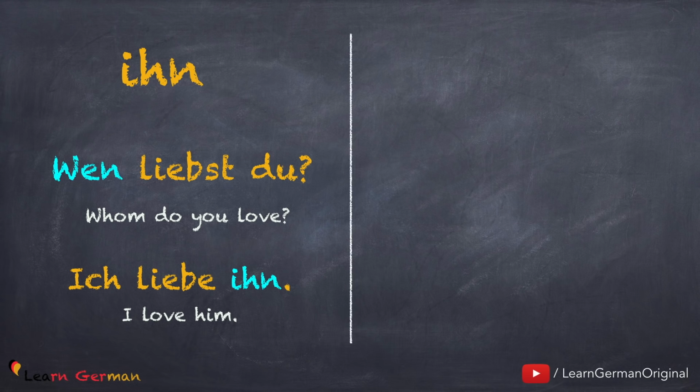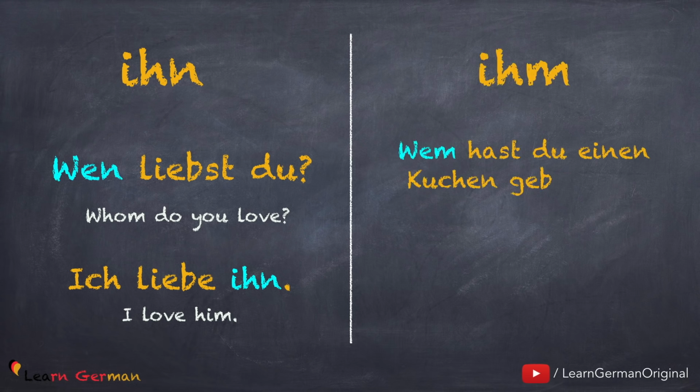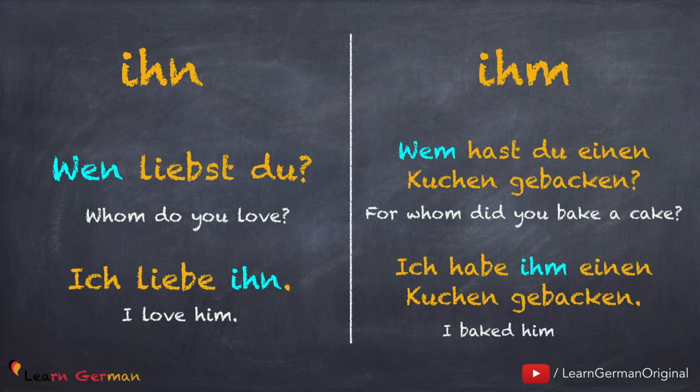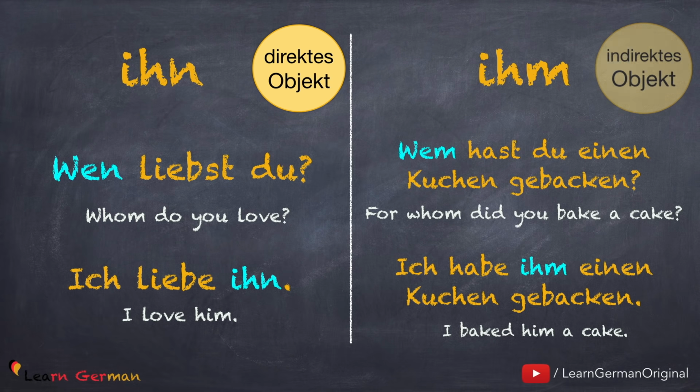Let's look at the next one. Ihm. In the case of dative pronomen, the question will always be wem. Wem hast du einen Kuchen gebacken? Ich habe ihm einen Kuchen gebacken. Wen or ihn will always be a direct object, whereas wem or ihm is always the indirect object. So these are the two most basic uses of the personal pronouns ihn and ihm.